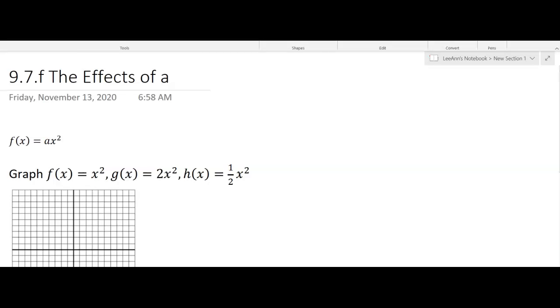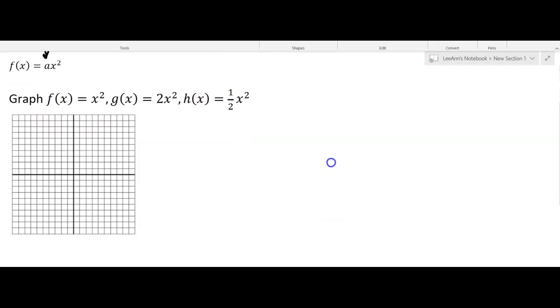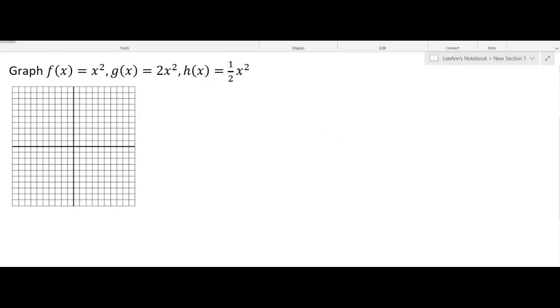Okay, so now we're going to talk about the effects of A. We're talking about something in this form for the quadratic equation, or quadratic function. We have a constant being multiplied times the part that's being squared. So we're going to see the effects of that. This first one is just our basic parabola.